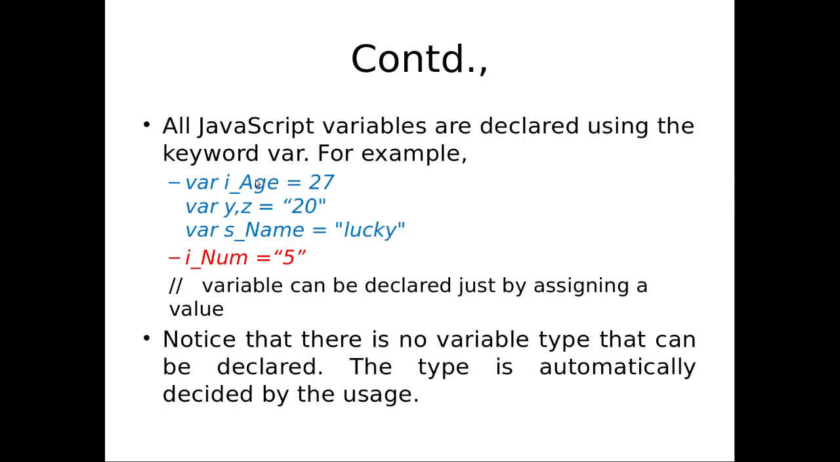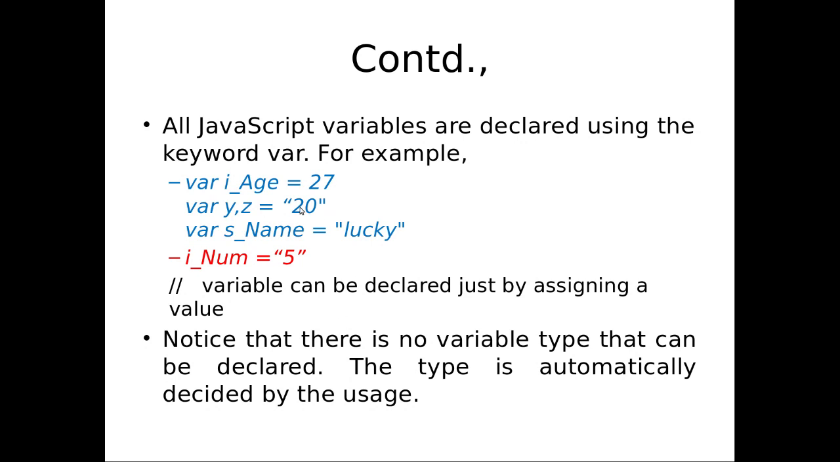And I've got some examples here where underscore age equal to 27. I did not tell what type of data it is, so I need not also tell. It will automatically understand that this is a number, and there is no need for you to specify that this is an integer. Where y comma z equal to double quote 20. Wherever you use double quote, it has to be regarded as a string. Same is the case with C programming, and we follow the same thing here.